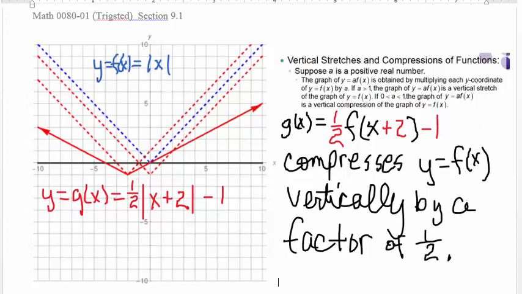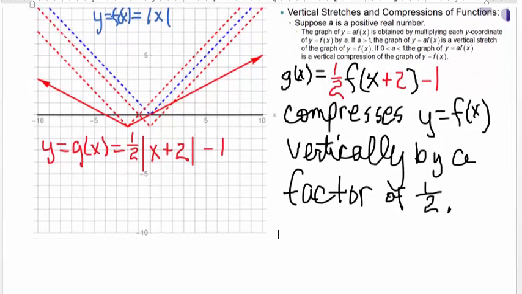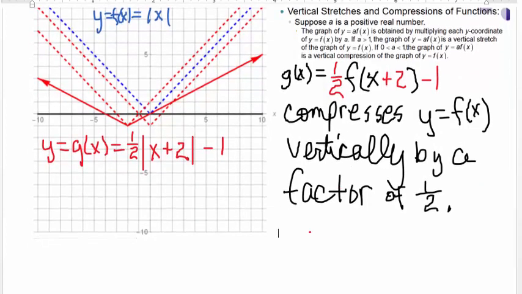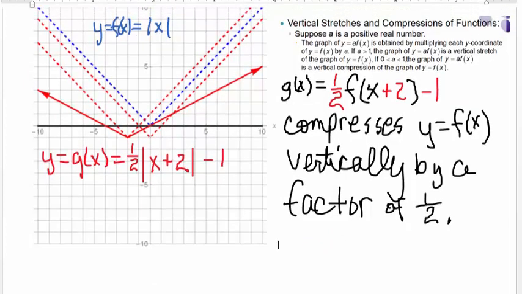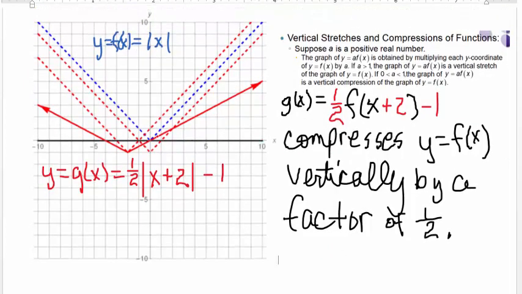All right, so those are the things that g does to f. g shifts f 2 units left, 1 unit down, and vertically compresses f by a factor of 1/2.